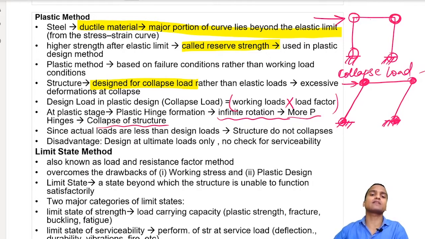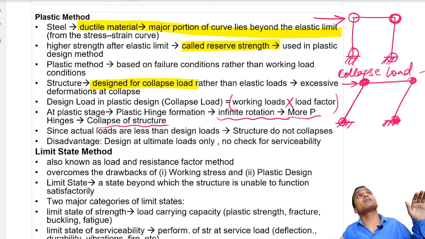Since the actual loads are less than the design loads, the structure does not actually collapse, but what are the disadvantages? We are only designing at the ultimate loads and we are not checking for serviceability. Serviceability is very important. What happens? Sometimes a structure is safe under loadings, but if we have not checked for serviceability, what happens? Sometimes deflection is so excessive that the structure does not remain serviceable at all. So we are not going to design a structure which has very high strength, but has a lot of deformation.